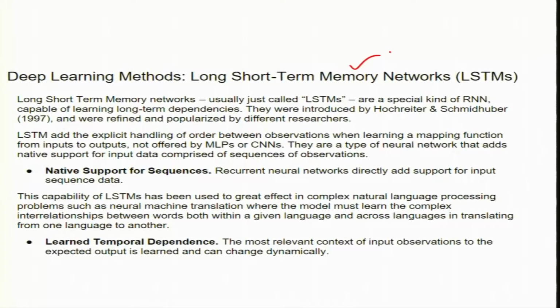So, now let us see the next deep learning model, that is the long short term memory network, LSTM networks. LSTM networks, usually called LSTMs, are a special kind of recurrent neural network, RNN, that is capable of learning long term dependencies. They were introduced by Hochreiter and Schmidhuber in 1997, and they were refined and popularized by different researchers. LSTM adds explicit handling of the order between observations when learning a mapping function from the input to the output, not offered by multi-layer perceptrons and CNNs.